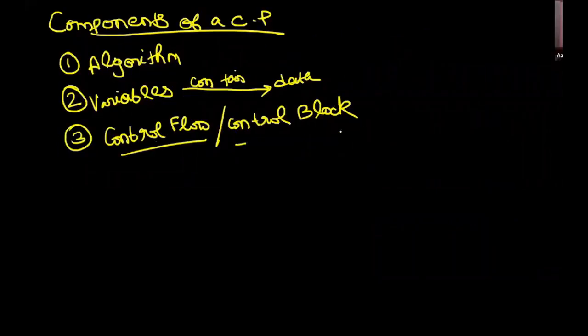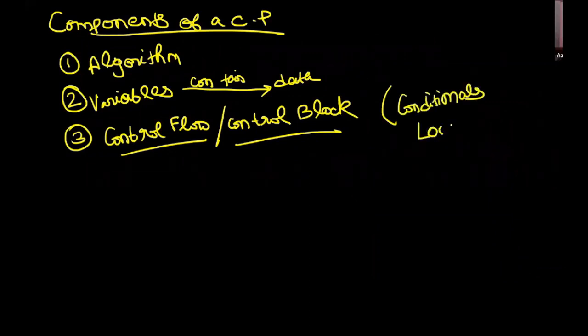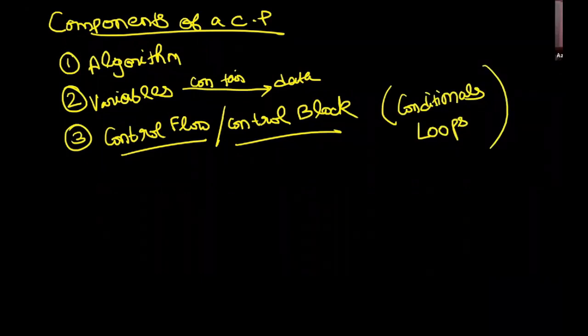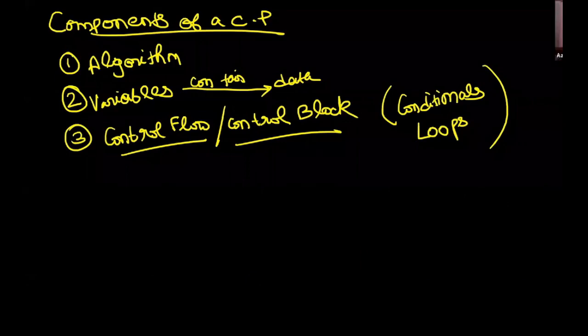So control flow or control block are basically structures or statements that help you control the flow of execution of the program. In control flow and control block, we will be talking about conditionals, and we will be talking about loops. These are the two important parts of control flow and control block. They help you control the flow of execution of a program.